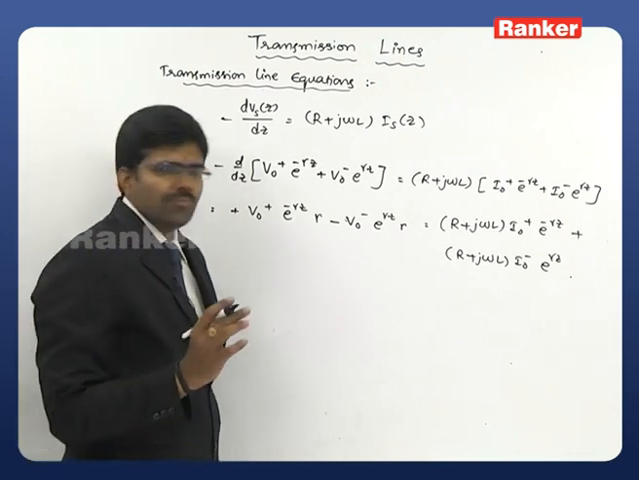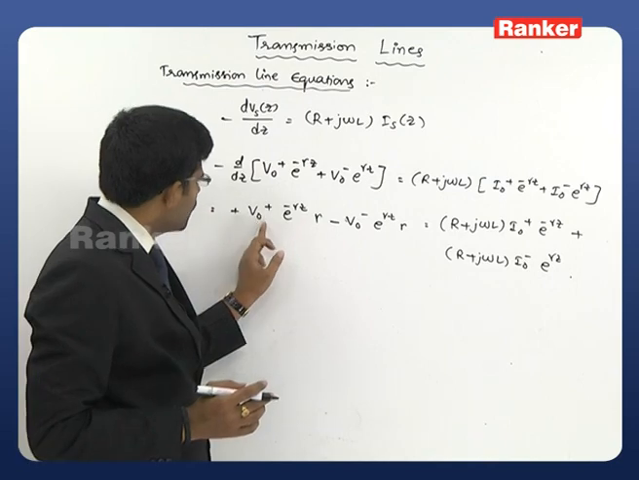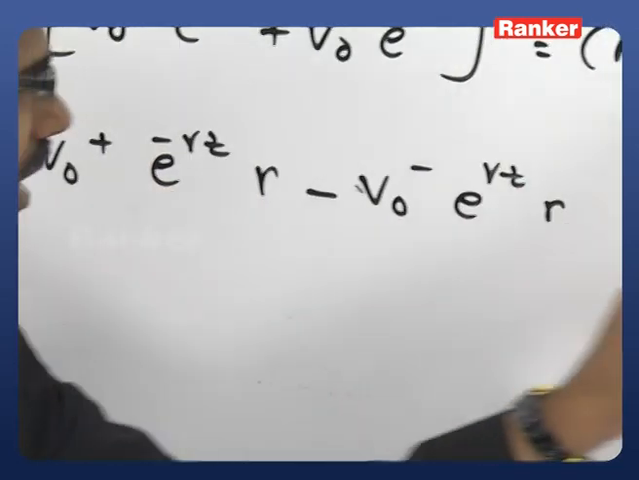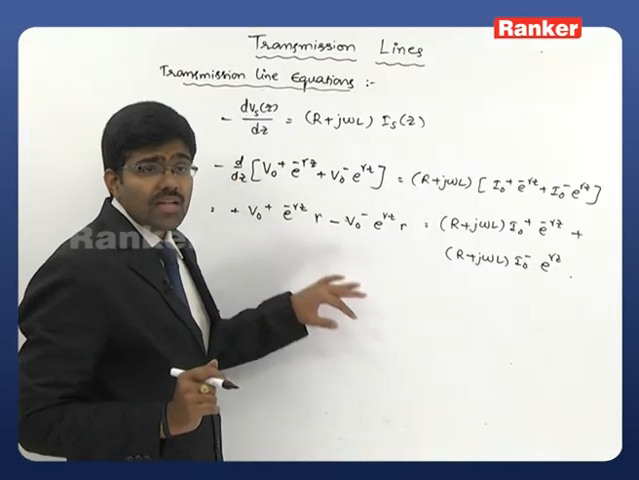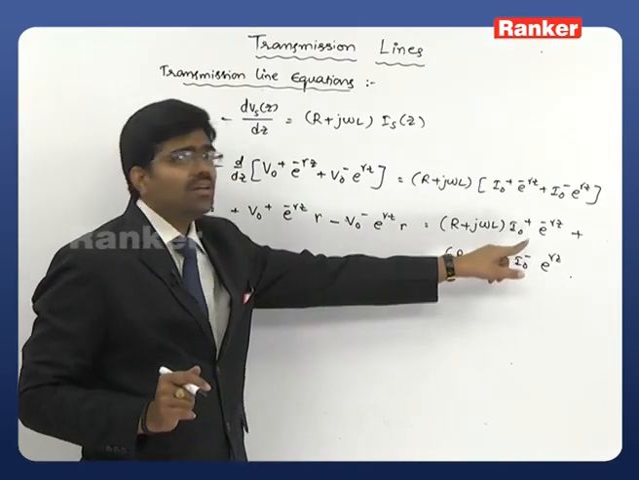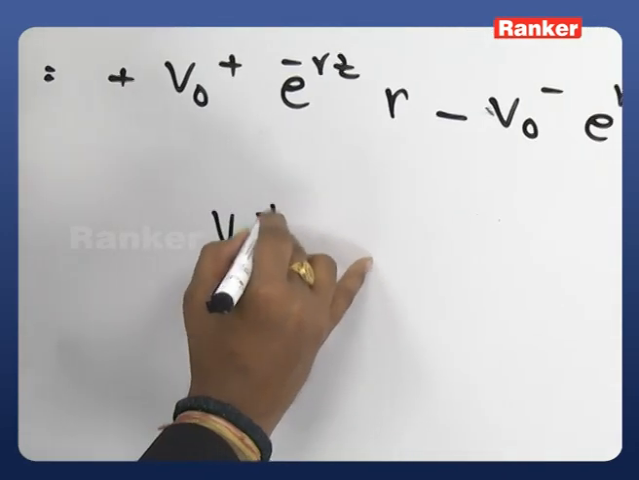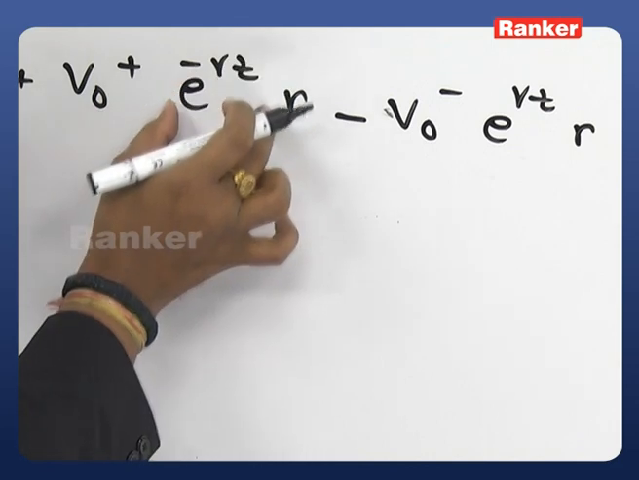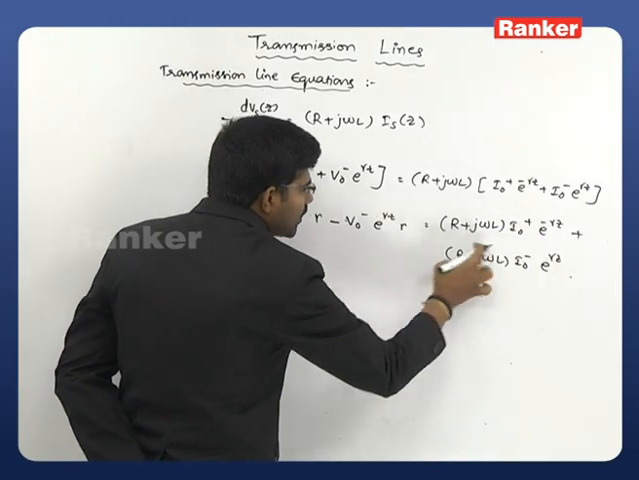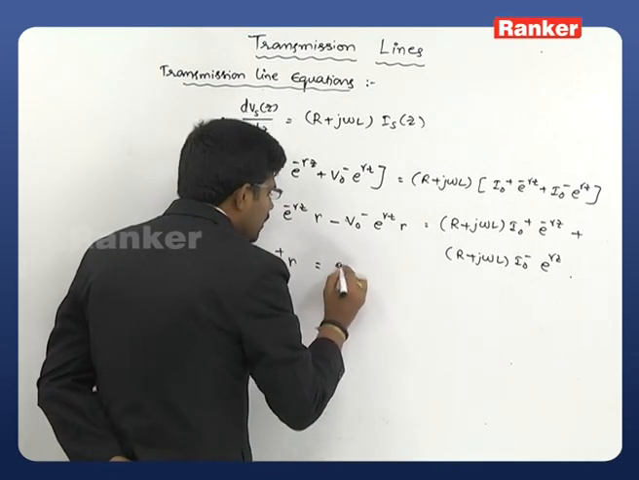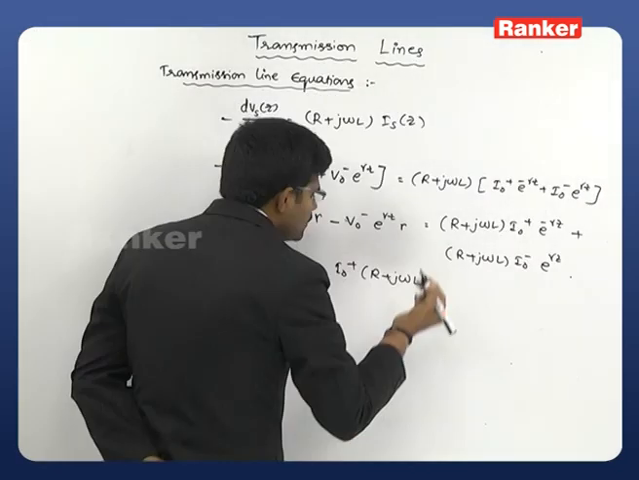Now a very simple thing: compare the e power minus gamma z terms on both sides. On the left hand side you have an e power minus gamma z term, on the right hand side also an e power minus gamma z term. Compare them. Observe, V0 plus gamma is the e power minus gamma z term on the left hand side, which is equal to the e power minus gamma z term on the right hand side, that is I0 plus multiplied with (R plus j omega L).